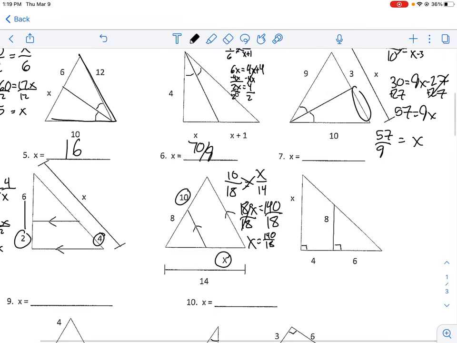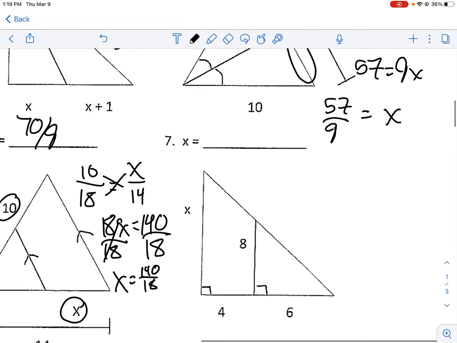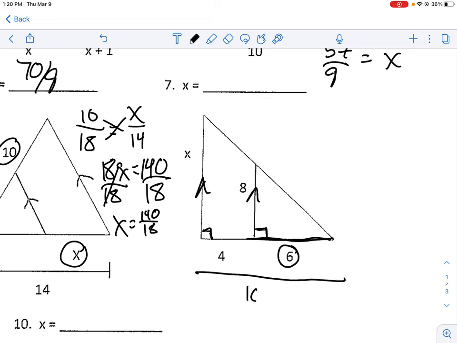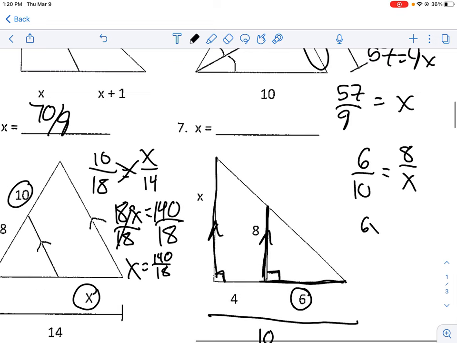And that one is another side splitter theorem question. We know those are parallel because those are 90-degree angles. So we can go small side of the small triangle over the whole side, which would be 10, and then this small side of the small triangle over the whole side, which would be x, right? So we're going to have to go 6 over 10 is equal to 8 over x for this one. Okay, then we'll have 6x is equal to 80.